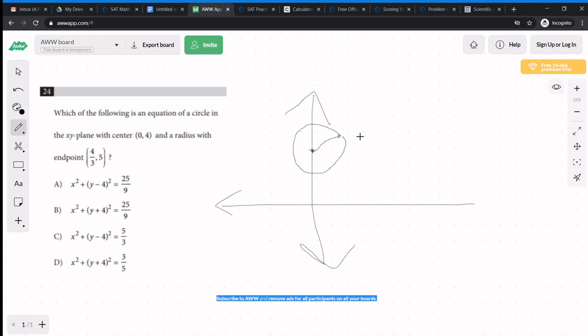So first we do the center, right? X minus 0 squared, so just x squared, plus y minus 4 squared, again just following the formula, equals r squared. We don't yet know what the radius is, but we will soon. All we need to do is do the distance formula, which is just another word for the Pythagorean theorem.